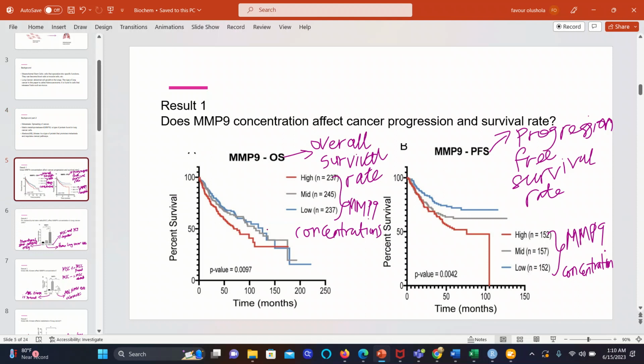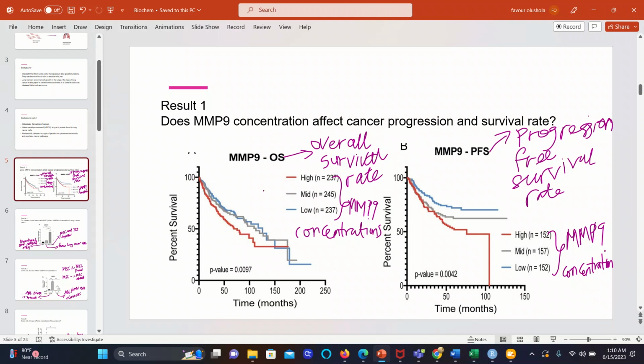So we're looking at the first experimental question, and that is, does MMP9 concentration affect cancer progression and survival rate? We're looking at two data figures here, which are graphs. First of all, we have varying degrees of MMP9, and we're basically looking at the effects of the varying MMP9 concentrations on patient survival rates over time.